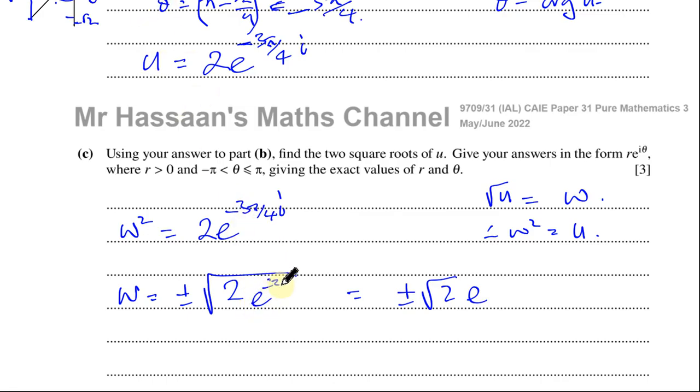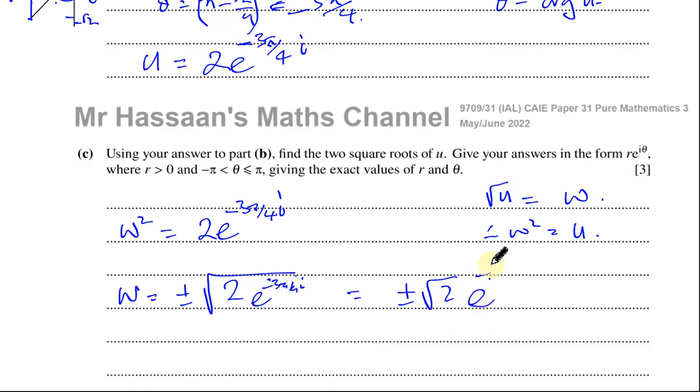e to the power of negative 3/4 i. Remember, we're going to take a half of this power. The square root is like raising to the power of a half. So we can take a half of this power, and that will be the same thing as finding the square root. So we can do it like that if you want to.